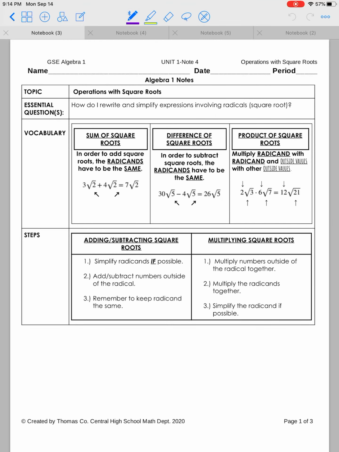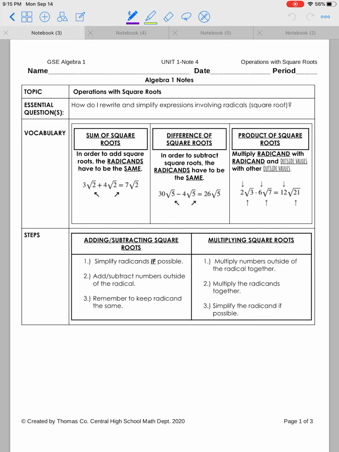In this lesson, we're going to be talking about how to simplify expressions with radicals. We're going to be adding them, subtracting them, and multiplying them. So whenever we are summing square roots, whenever we're adding, there's a rule. In order to add square roots, the radicands have to be the same.